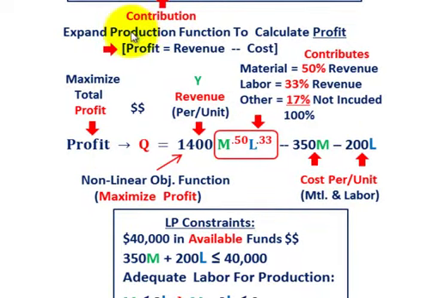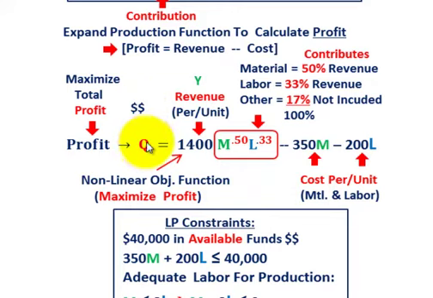What we're going to do here is expand this production function to calculate profit. And in our terms, profit is going to equal our revenue minus costs. So we're going to add this cost into our production function. Okay, we're back to our production function. Our profit is what we're going to maximize. This is what we want to do with our programming. We want to maximize our total profit, and it's going to be in terms of dollars.